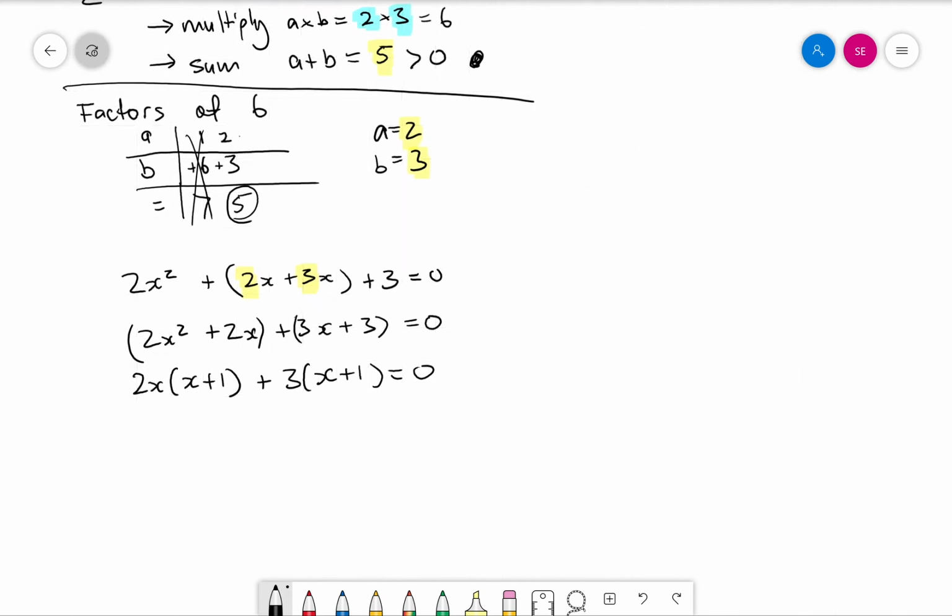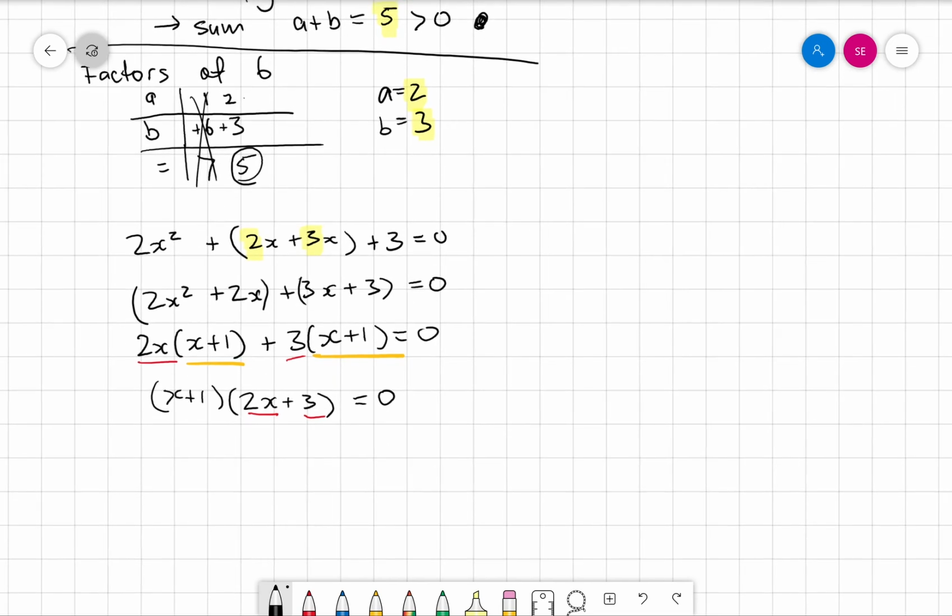Okay, now we can simplify this even more because now x plus 1 is the common term between the two expressions. So let's take x plus 1 out, and then we're left with 2x plus 3, where this is the 2x and this is the 3. And that's equal to 0.